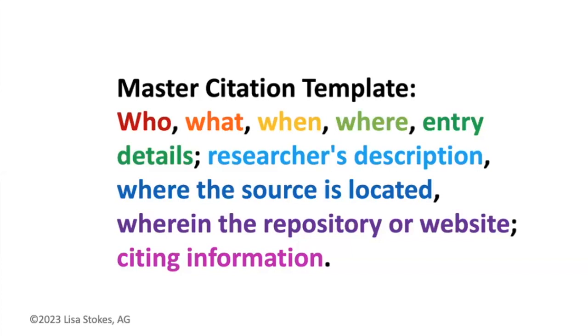The second section starts with the researcher's description in the lighter blue. In the darker blue, we have where the source is located, such as the repository or the website where the source can be found. And then the purple is the where in the repository or the website. The pink is if there's any citing information needed. So you can create your own master template.